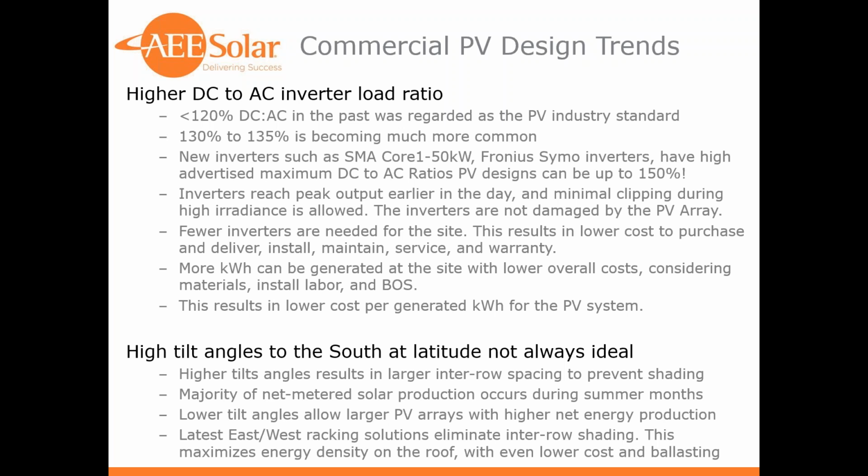Now we're really seeing that inverters are being designed for and even encouraged to go to higher DC to AC ratios. Most common in residential now, we're generally seeing a lot of people pushing 130, 135. Some new inverters, the Fronius Symo inverters, have recently been certified for much higher DC to AC ratios. The SMA Core1 specifically is advertised as being able to handle 150 DC to AC easily.